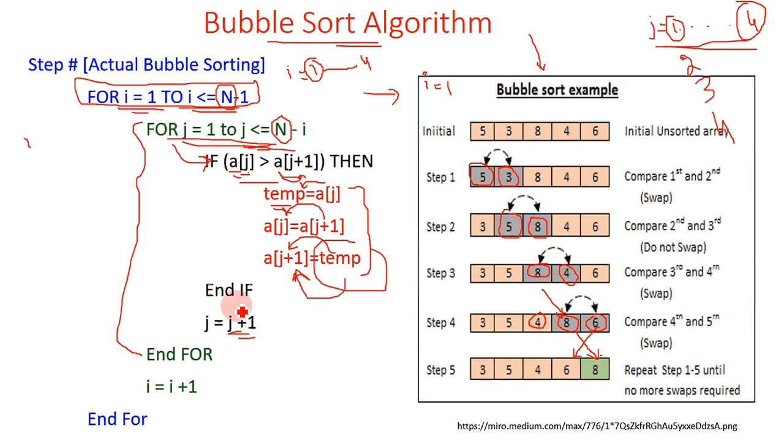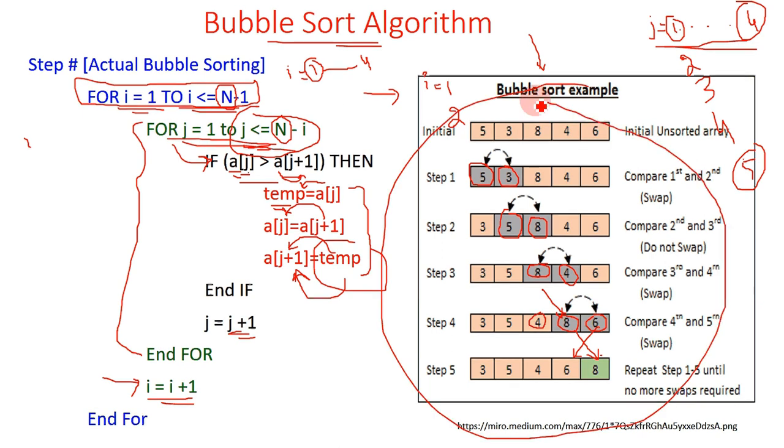Okay, again j will be incremented. The j value will become 5. So 5 is less than or equal to 4? No, the condition is false, and the control will go to this statement, i is equal to i plus 1. Now the i value will become 2. So this figure is only for a single value of the outer loop.